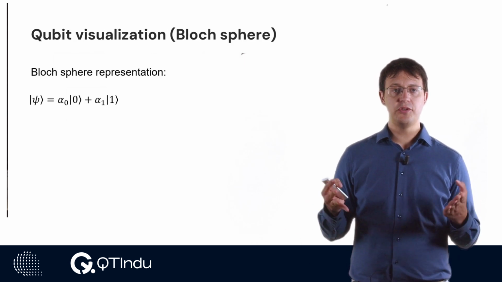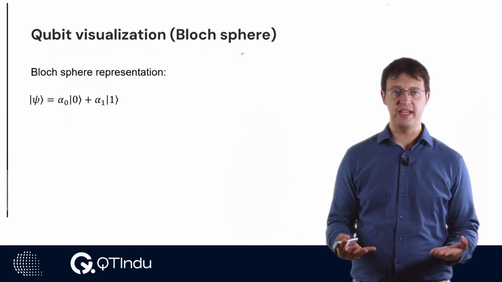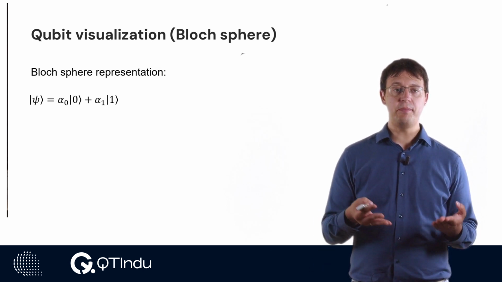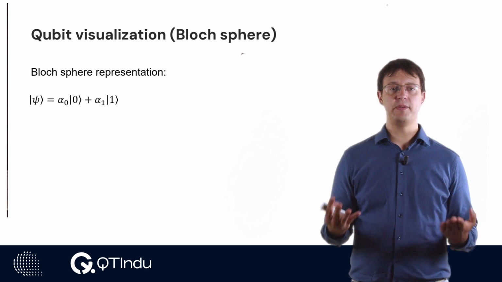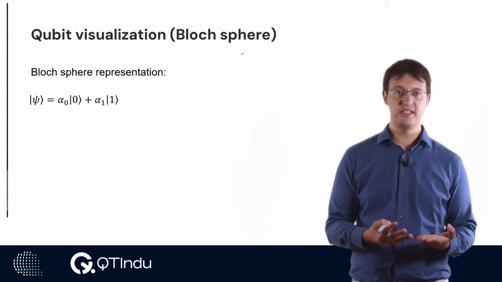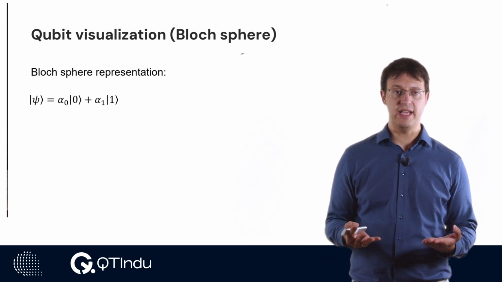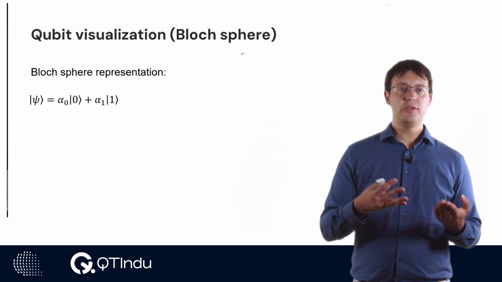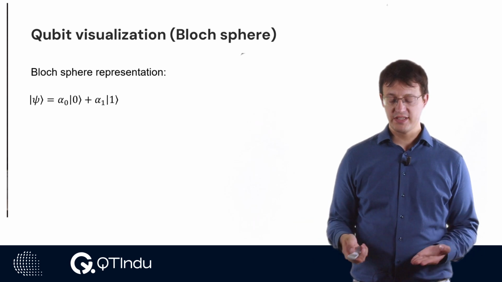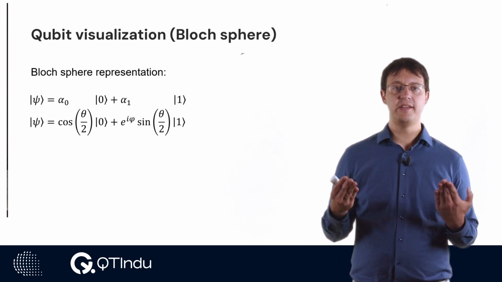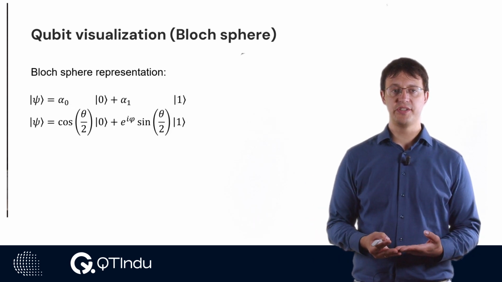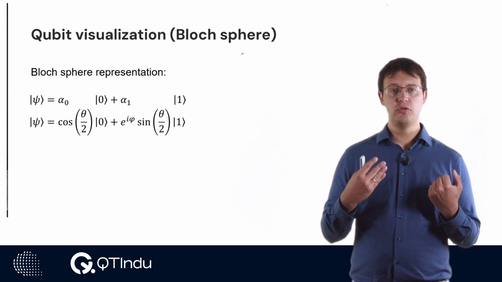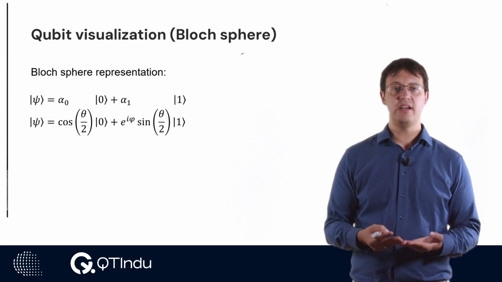Now, if we want to visualize a single qubit state, there's a very intuitive way to describe it. Remember, a single qubit state is described by 2 complex parameters, alpha 0 and alpha 1, which together have the absolute square equal to 1. If we now additionally take out the global phase, we can use a different representation of these 2 numbers. We can parameterize them with 2 angle parameters, theta and phi.